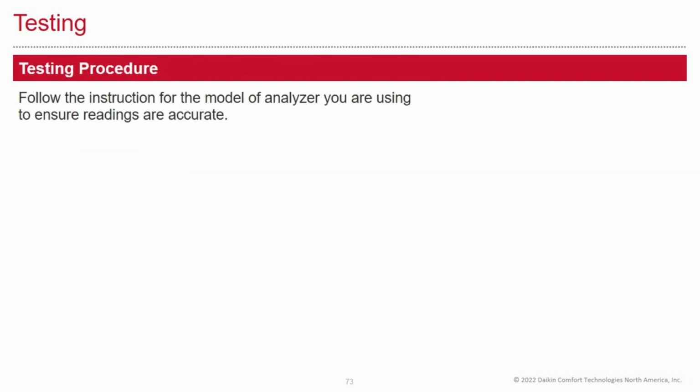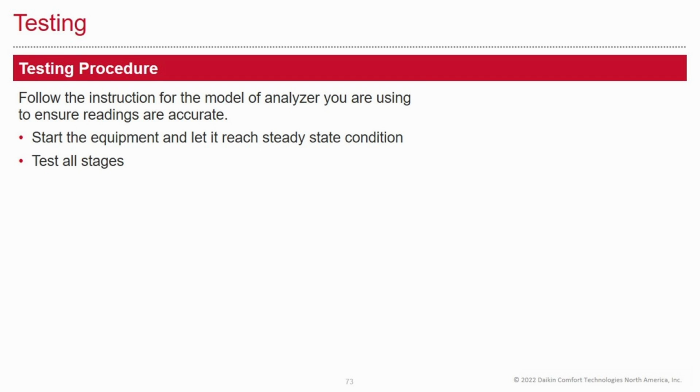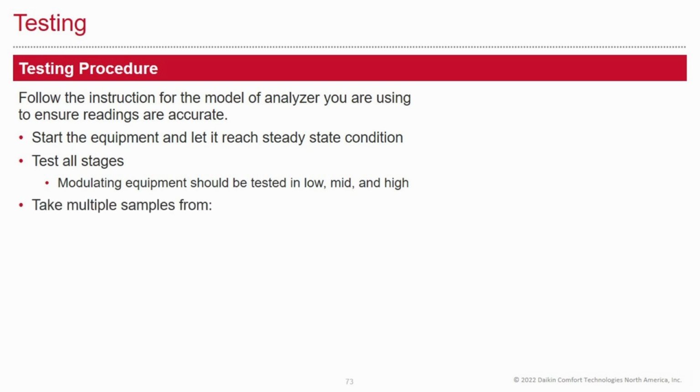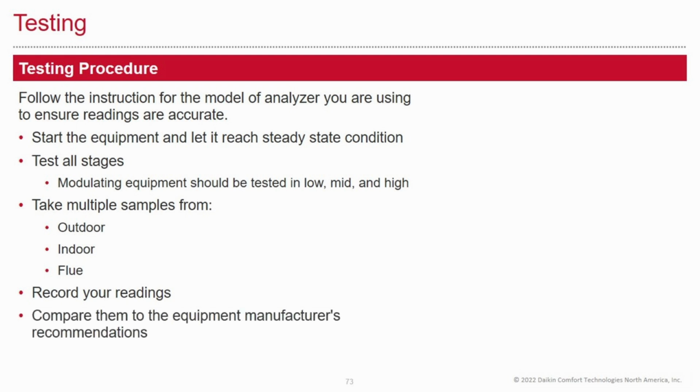Test procedure. Follow the instructions for the model of analyzer you are using to ensure your readings are accurate. Start the equipment and let it reach a steady state condition. Test all stages. Modulating equipment should be tested in low, mid, and high stage. Take multiple samples from outdoor, indoor, and flue. Record your readings. Compare them to the equipment manufacturer's recommendations.